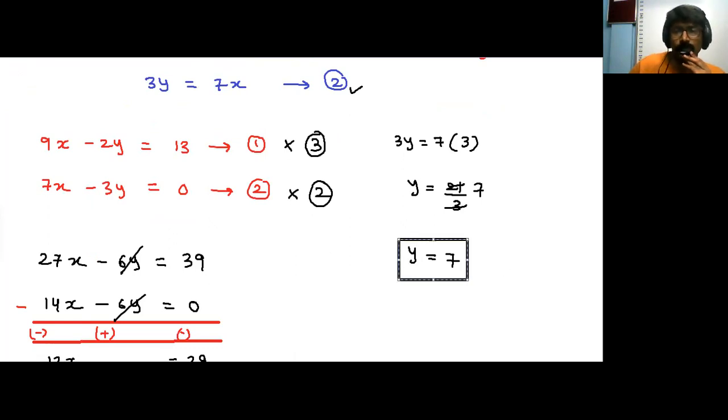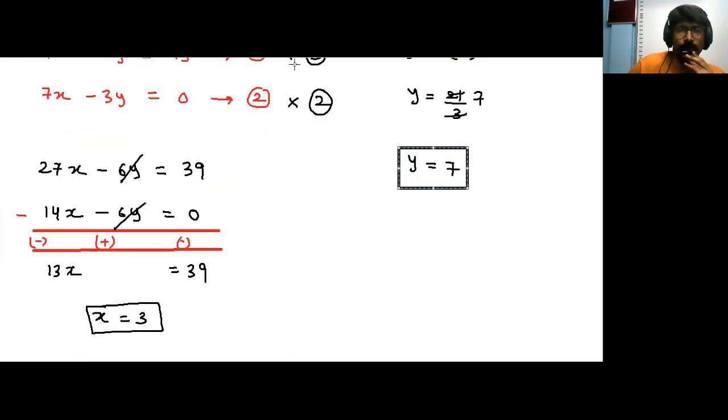Now, what is the solution set? Solution set is curly bracket, open round bracket, x comma y. This is basically indicating one coordinate, isn't it? And that is nothing but the point of intersection as we discussed earlier. So this will become 3 comma 7.